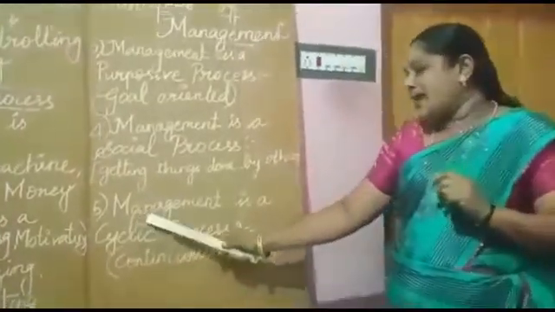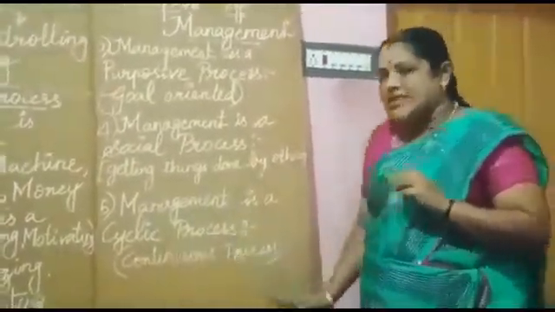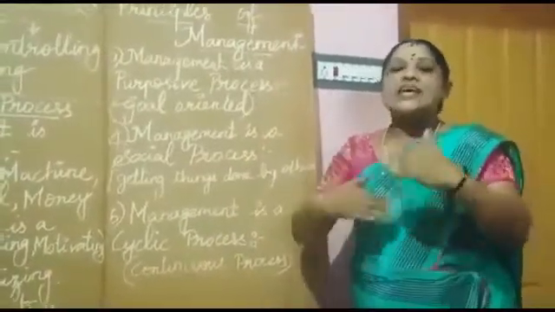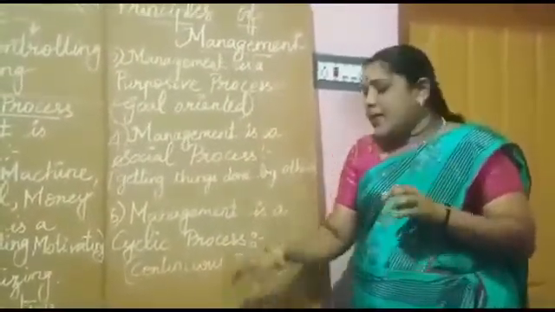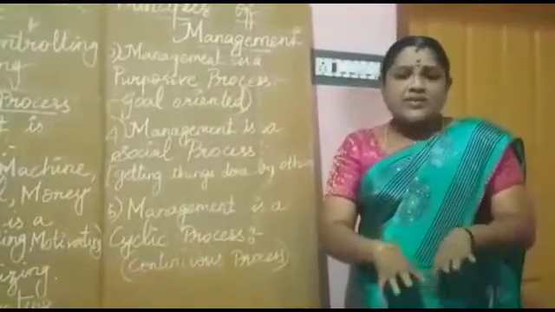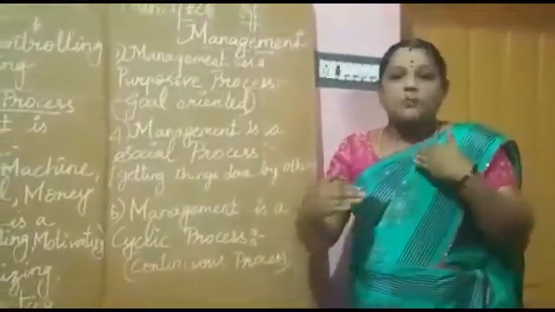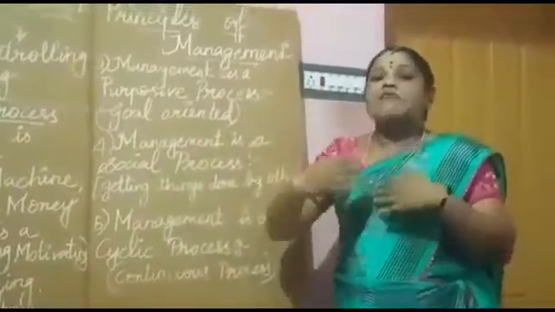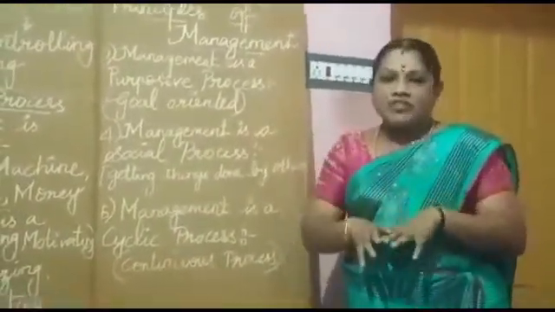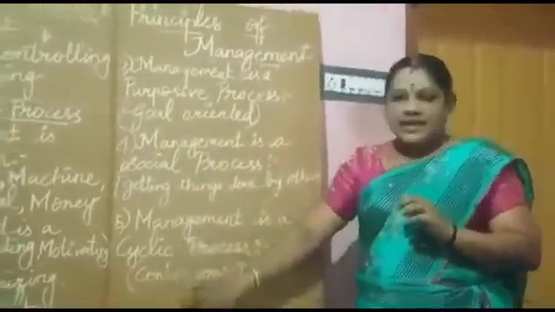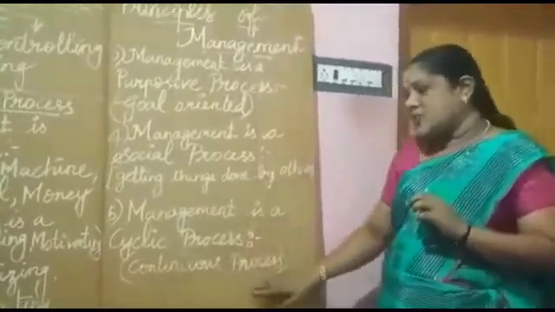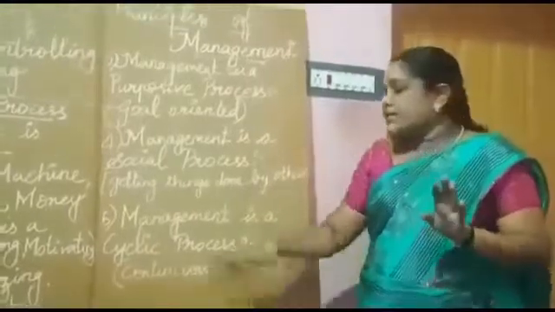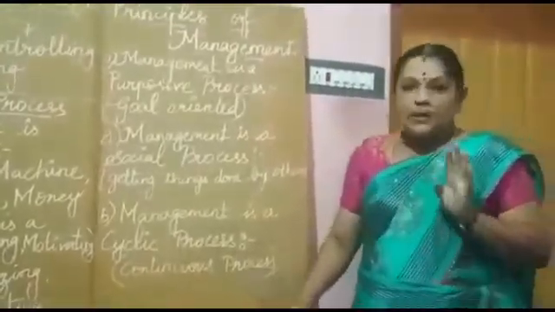Then next, management is a cyclic process. That means the main principle of management is that it is a continuous process. For example, for the current year, if the target is achieved, it should not be stopped. They have to plan for the next target and organize and do everything for that. So this is the last, final thing, a continuous process. Cycling means how a cycle wheel rotates continuously. Same thing, management is a cycling process.